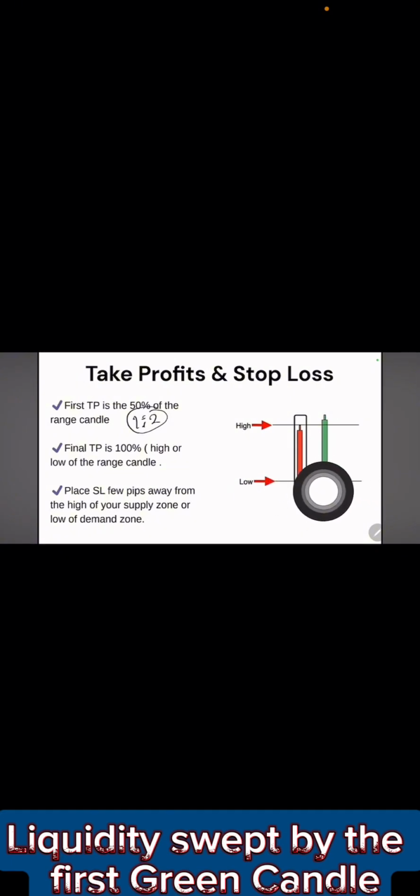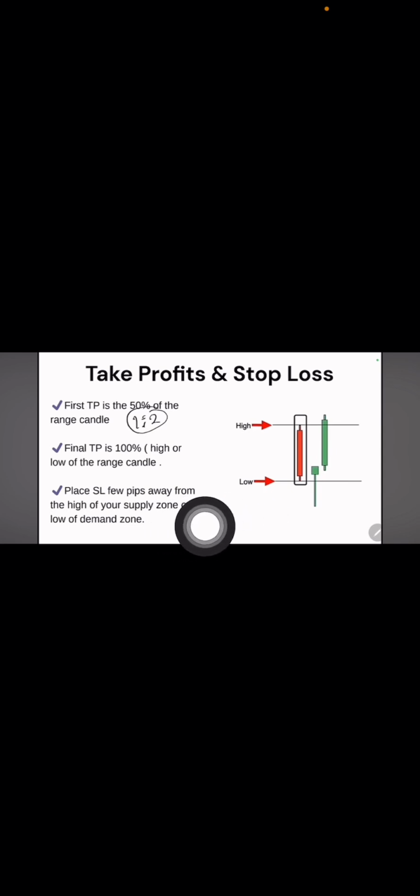This is where I want to take my trade, and I will target the high of this previous candle as my first take profit, which is the 100% high or low of the range candle. Place the stop loss a few pips away from the high of your zone or the low of the demand zone. And that's why, if you have the robot, we always have a 100 pips stop loss and a 200 pips target for the 1:2 risk to reward if you are using the robot.